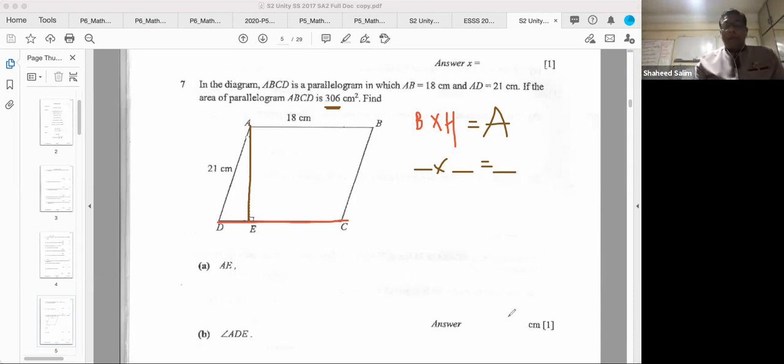Is it 18? Yes, it's 18 because this one has to be 18 also. Then you put in the value. What you don't know, you leave it behind and you try to move it around and you see.